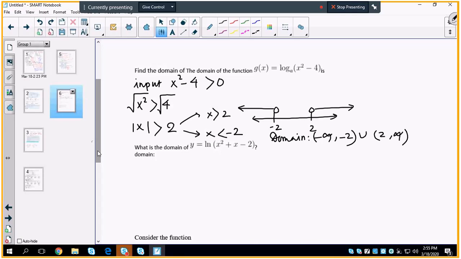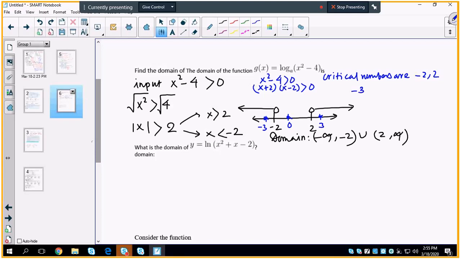You could have solved this as a polynomial inequality as well. For example, I could have said x squared minus 4 greater than 0 means x plus 2 times x minus 2 is greater than 0, as these are the factors. And then the critical numbers are negative 2 and 2. So on the number line I have negative 2 and 2. I will take testing points. I will take negative 3, maybe 0 and 3.